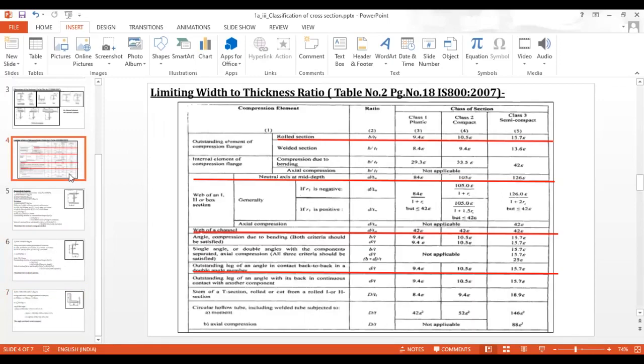Dear students, in this way we have to classify the I section, channel section, and the angle section. One thing we have to keep in mind: if our web is plastic and flange is compact, we have to write down that the section is a compact section. Always go for the lower version. So on this note, we will conclude this lecture, and in the next lecture we will meet again. Thank you.